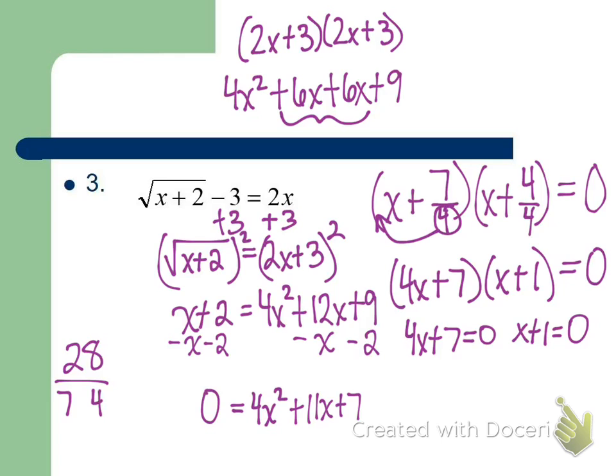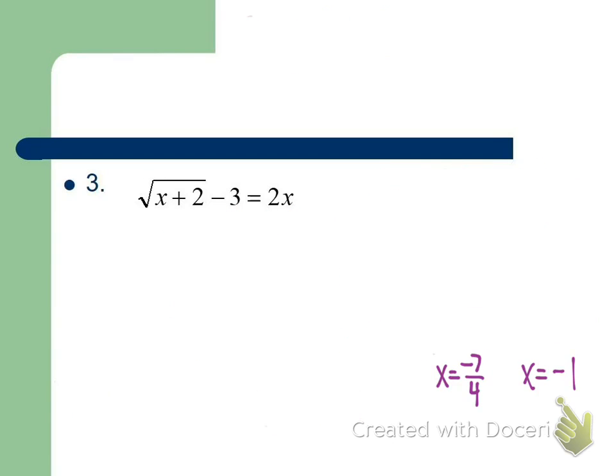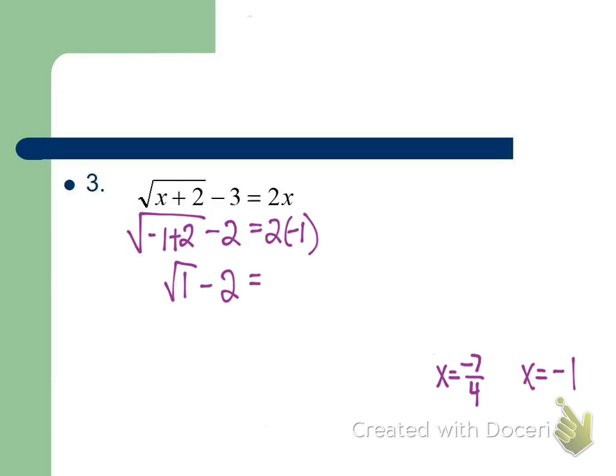So what do we get for x? X equals -7/4. And x equals -1. We'll start by checking x equals -1. Remember to plug in the same x both places. Under the radical, -1 plus 2 is 1. Square root of 1 is 1.